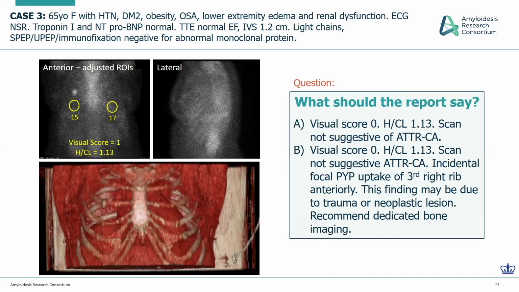chest CT there, I think. It shows the third rib fracture there, the old fracture. Wonderful. So the report here, which of the two choices would you recommend? Right, so it would be B, which says visual score of 0, heart to contralateral ratio 1.1, scan not suggestive, and incidental focal PYP uptake of third right rib anteriorly. This finding may be due to trauma or neoplastic lesion, and recommend dedicated bone imaging.